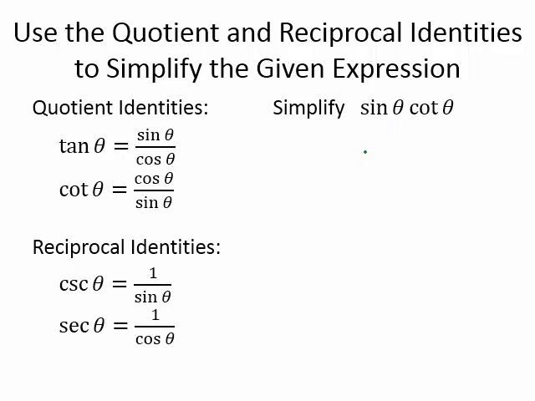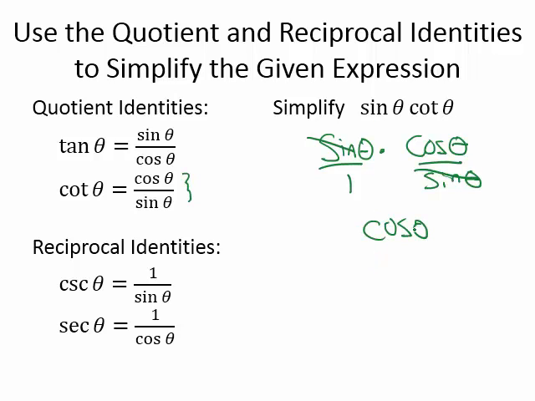In this case, for these really easy examples, notice sine, we're not going to split up into anything, but cotangent can be split up. So cotangent will typically be split up into cosine over sine. So we're going to get sine theta times cosine theta over sine theta. If we put sine theta over 1, we notice we have a sine theta on top and a sine theta on bottom, which means that they will cancel out or reduce to 1, which means we're left with just cosine theta over 1 or cosine theta.